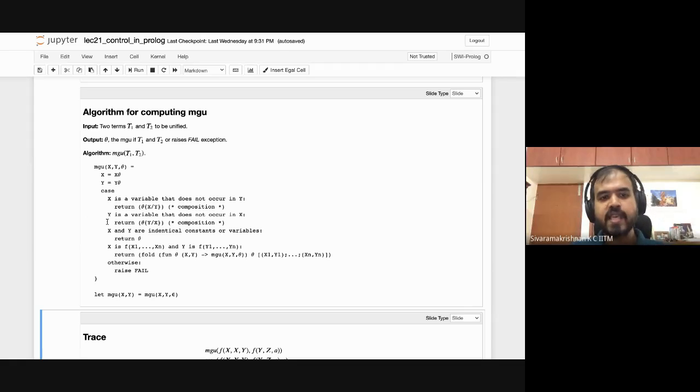The next case is the opposite one, where y is a variable and x happens to be some compound term. If y does not occur in x, then you do the flip: you take theta and compose that with y/x.